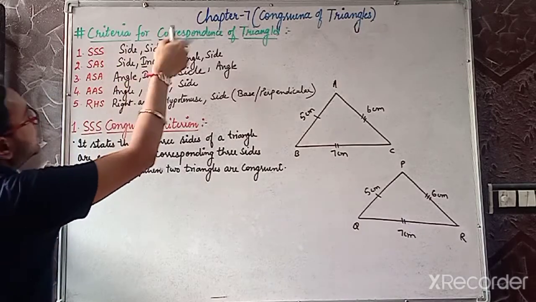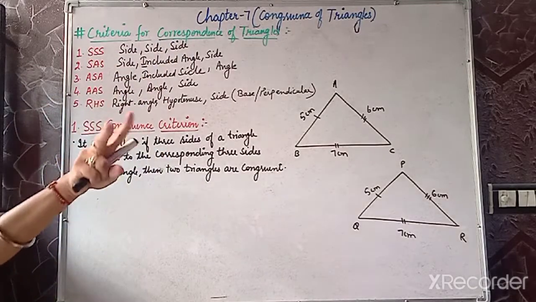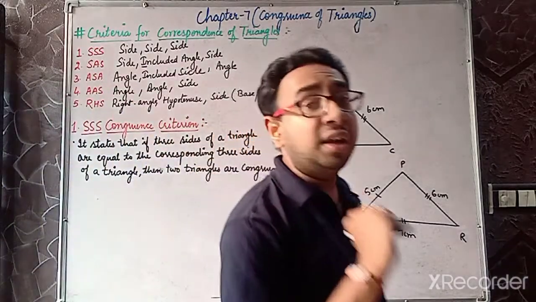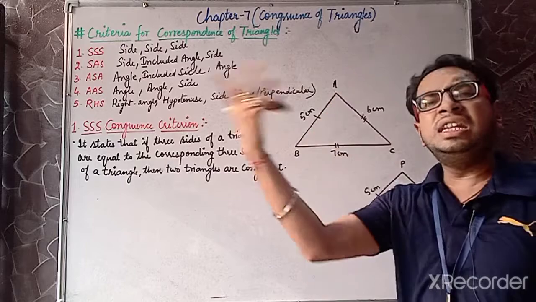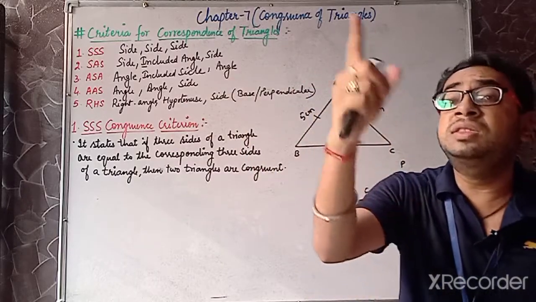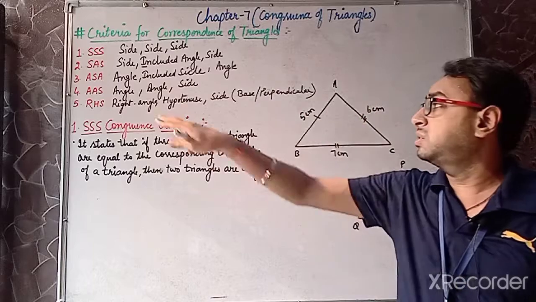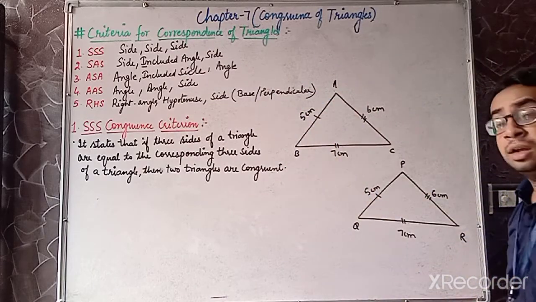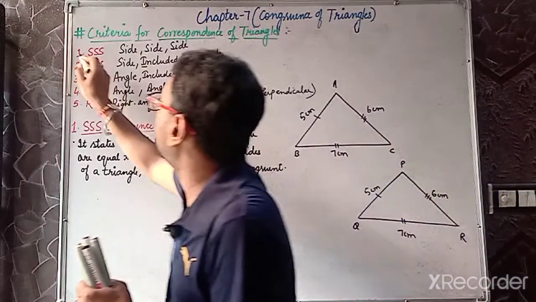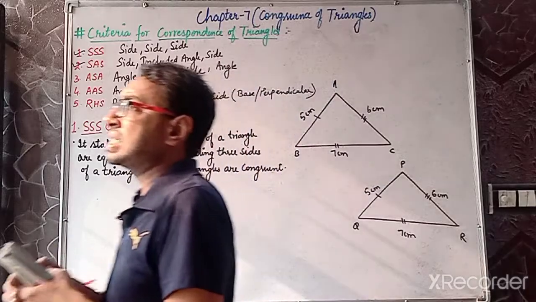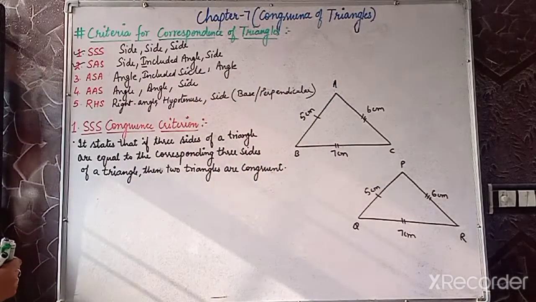Either 3 sides are equal, or 2 sides and the included angle are equal, or 2 angles and the included side are equal, or 2 angles and any side are equal, or the right angle, hypotenuse, and base or perpendicular are equal. Then we can say that two triangles are congruent. Are we clear? Today we will do the first two, SSS and SAS. Come to the first, the SSS congruence criterion.